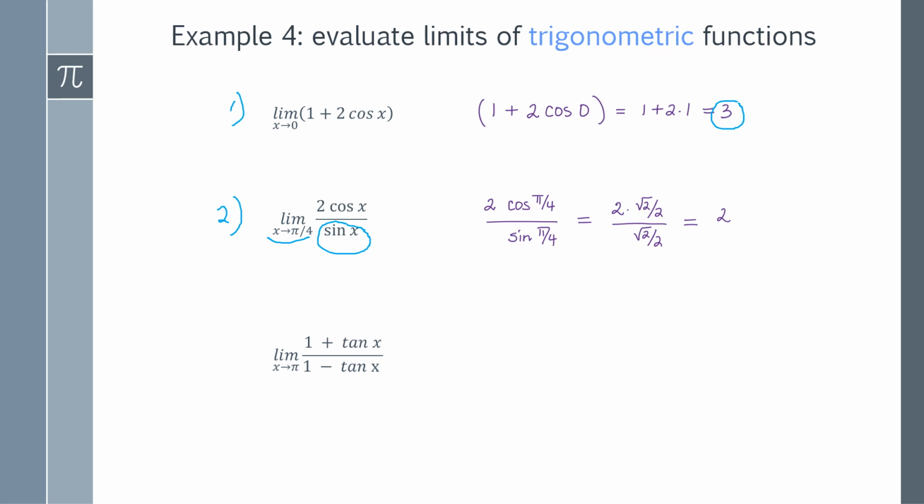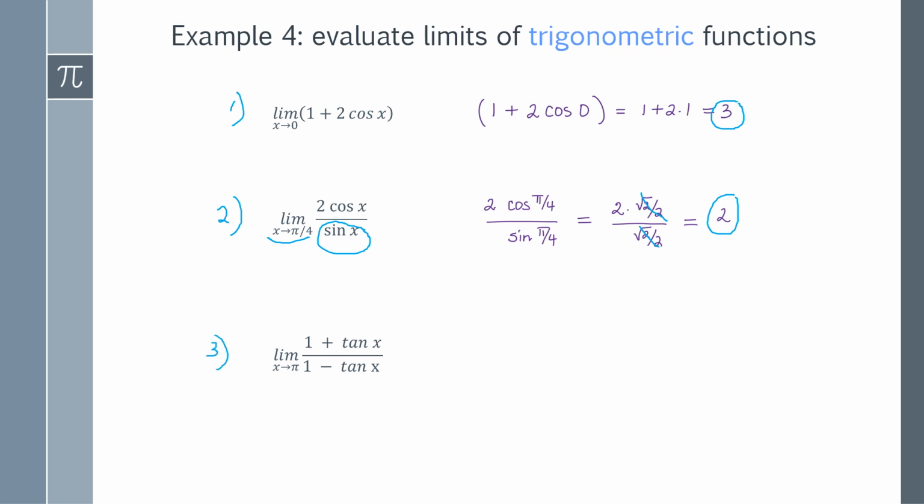This is 45 degrees, right? So sine and cosine are the same there. Of course, that cancels out, and the final answer is nice. It is just 2. Okay, let's take a look at the last example here.